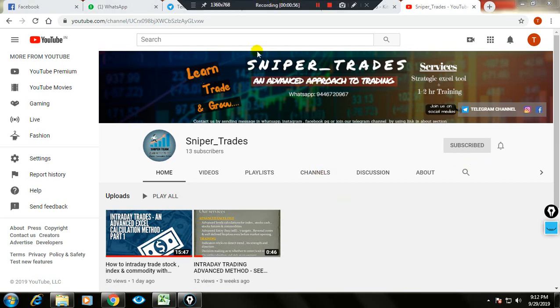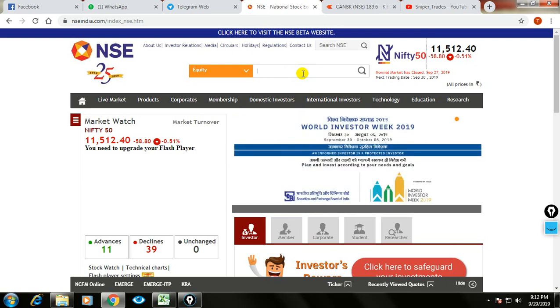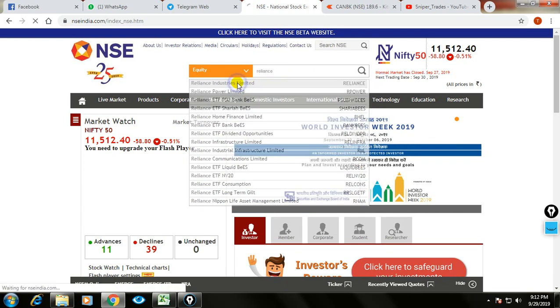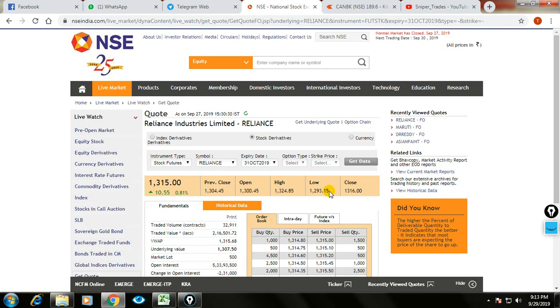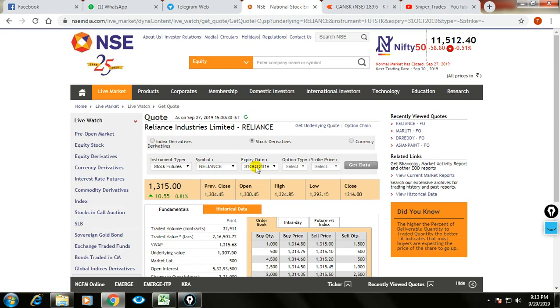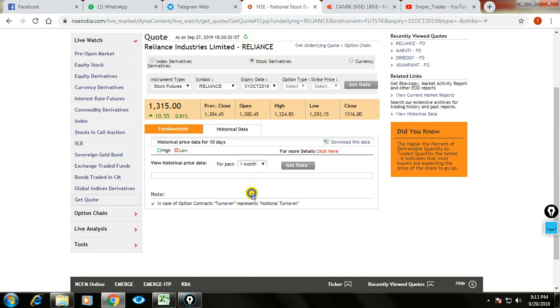So now let's go to nseindia.com and type the name of a stock, typing here Reliance. Now click get derivative quotes. Now we have to check the contract details. I am selecting here the October contract and go to historic data, and we have to take 1 month data, so select that and click get data.